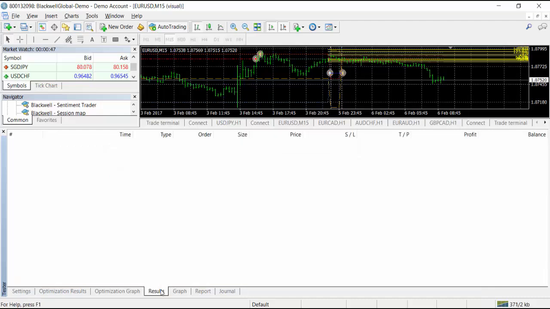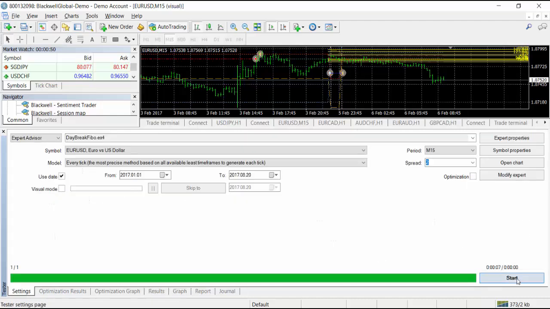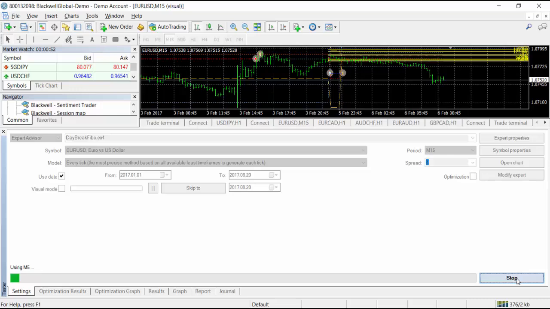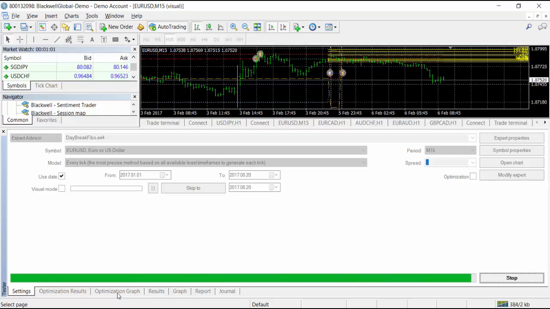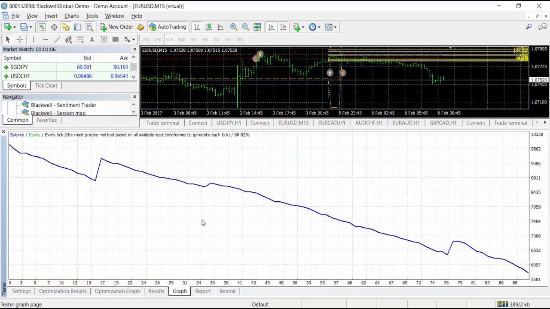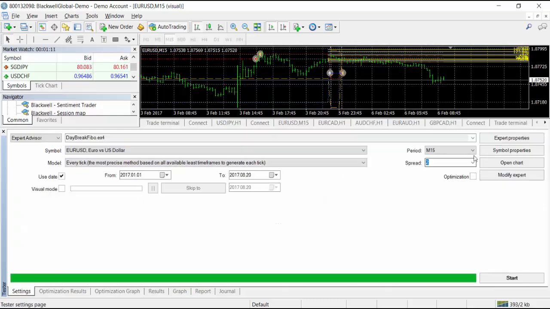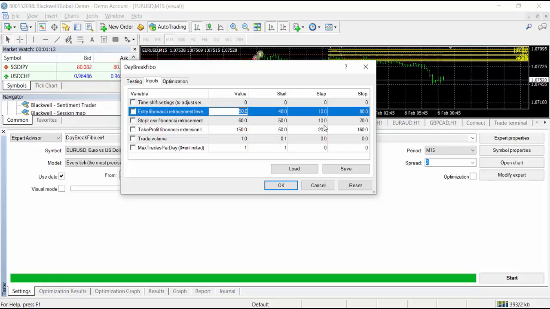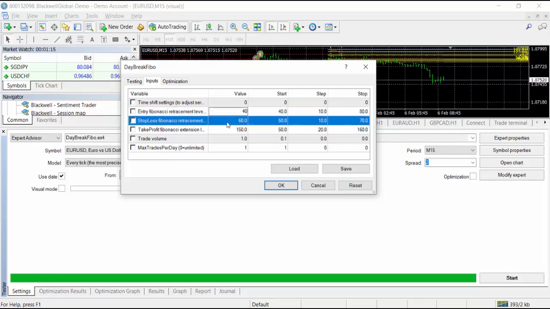So it went through the analysis. Oh, I should have unclicked optimization. I was a little bit too fast. So again, we're looking at every single tick in euro US dollar on a 15-minute chart, and we are looking at the analysis. That has not shown us a really great result. So let's change it back to what I've shown you before: 40 for the entry, 50 for the stop loss.